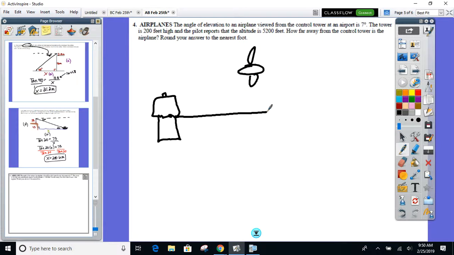So I got the horizontal line looking up. And again, you could do this from here, from the top. You can put this anywhere. 7 degrees. Okay, 7 degrees. We okay on the 7 going there? You got your right triangle. Tower, 200 feet high. So this whole tower, 200 feet high.